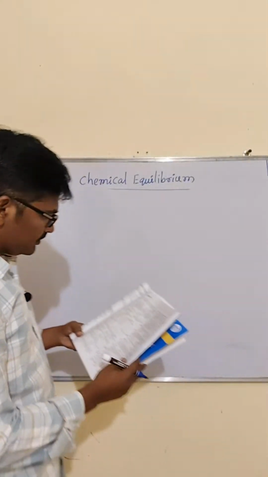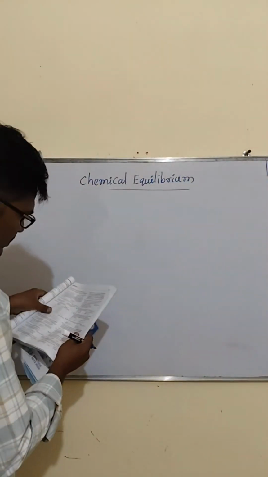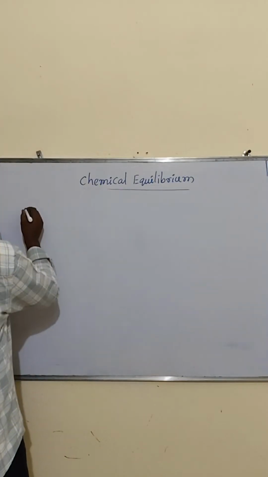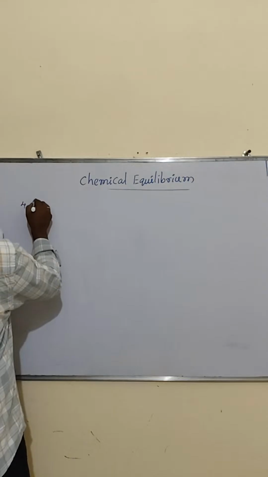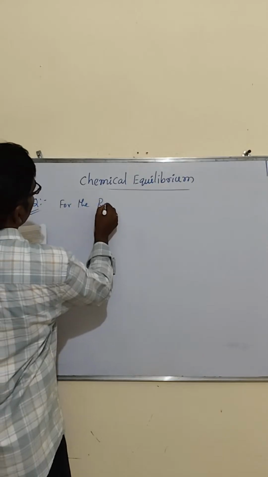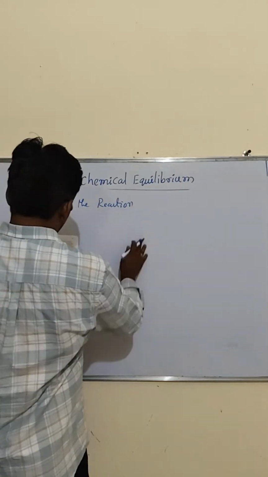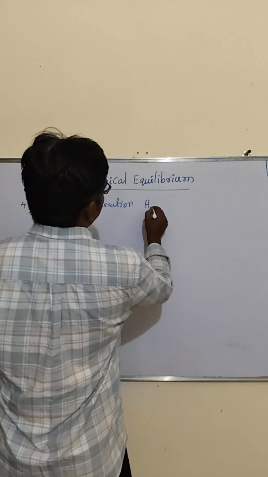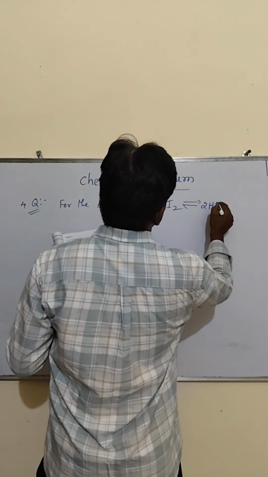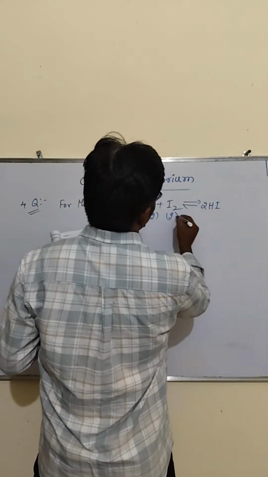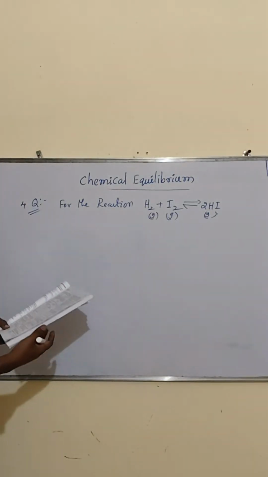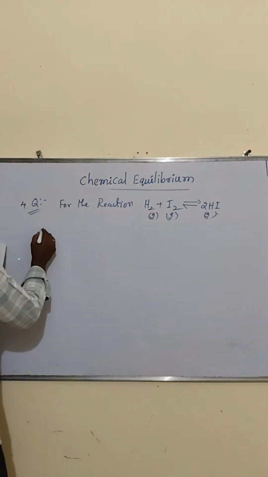Note the next question. Fourth question. That is for the reaction H2 plus I2 gives rise to 2HI. Gas, then gas, then gas. Clear? Then for the reaction, the Kp and Kc relation, they are given the options.